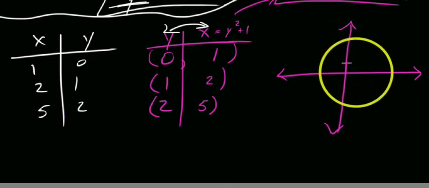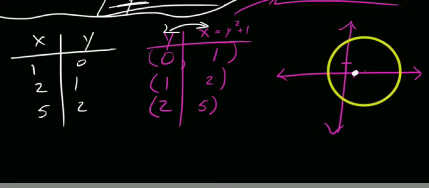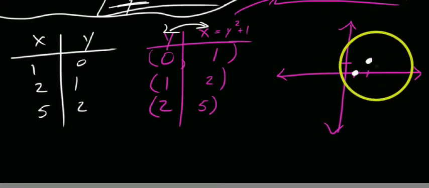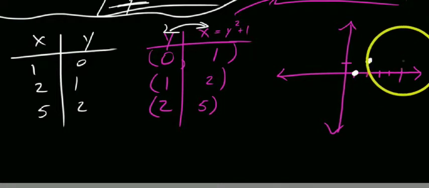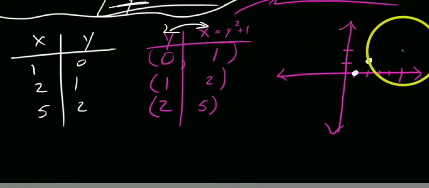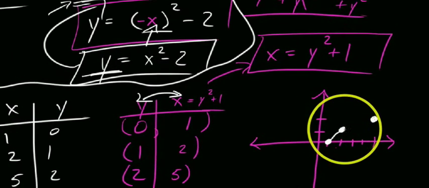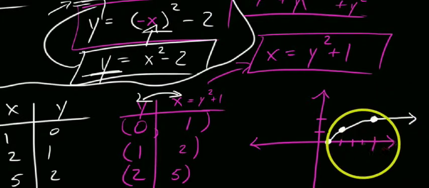Okay, so we had the first point here, which was 1, 0. The next point, which was 2, 1. This is much better already. And then the last point, which was 5, 2. But you can already see that we've got something that's kind of rocking like this.